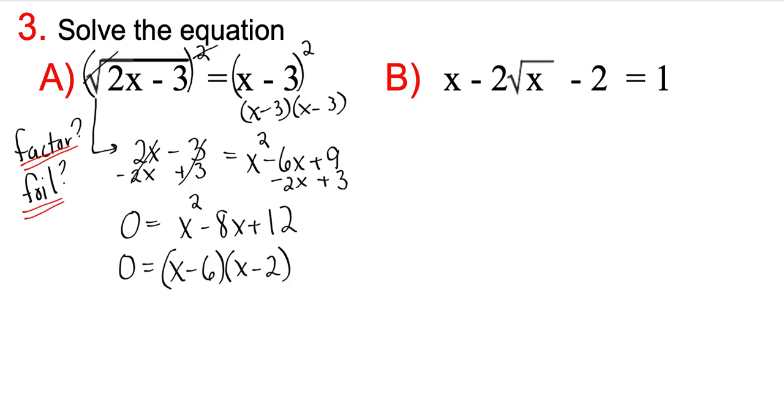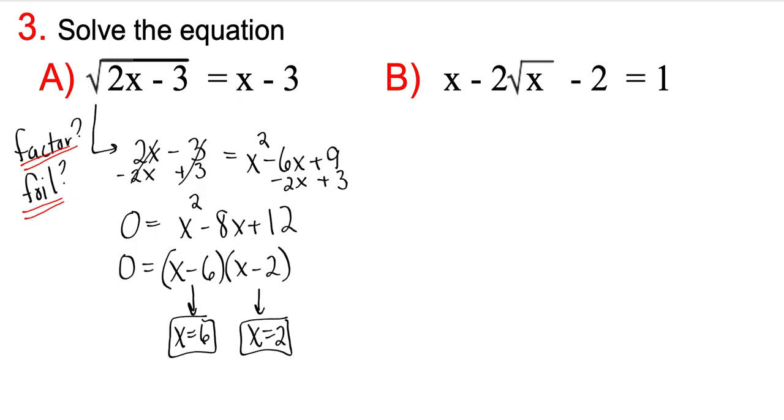Okay? And then how do we get our two answers from this? Well, we set them both equal to 0. This one is x equals 6. Set this one equal to 0. We get x equals 2. Okay? Then, definitely, when you get two answers, you should check them.